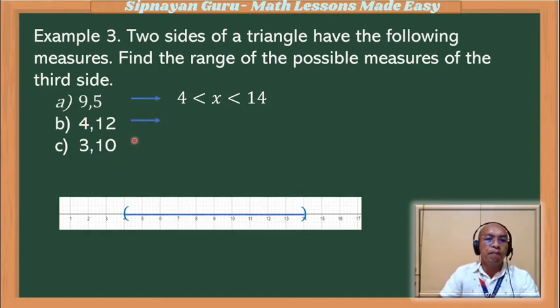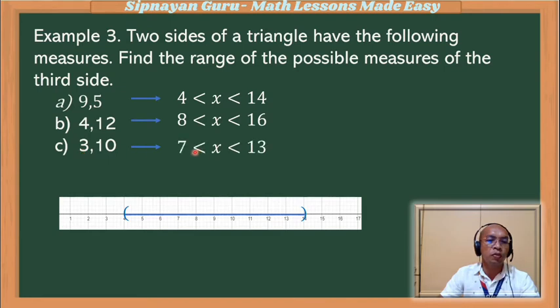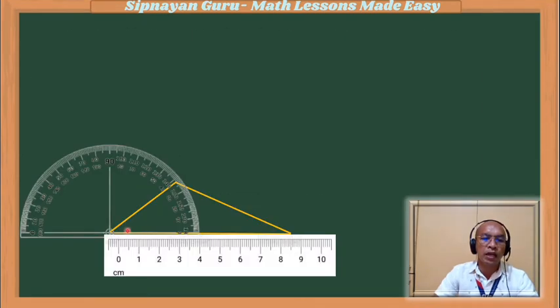Now for letter B, 12 minus 4, the lower boundary is 8. So x should be greater than 8, but less than the sum of these two numbers, 16. So this could be the range. For the letter C, 10 minus 3 is 7. So that would be our lower boundary. So our x should be greater than 7, but less than the sum of 3 and 10, that is 13.